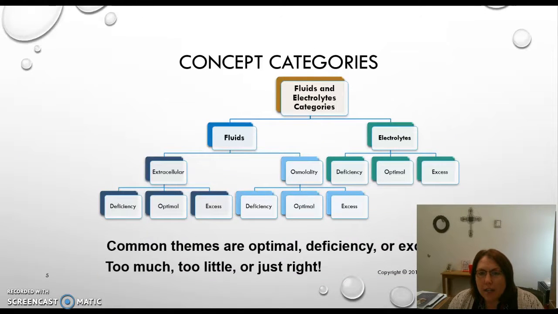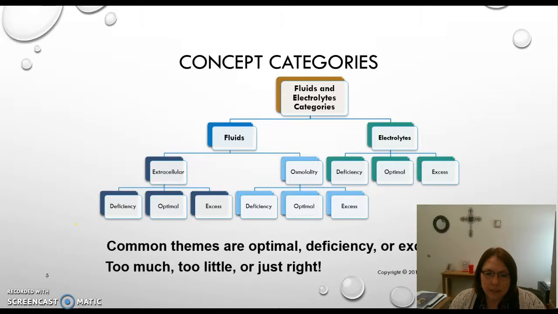When you look in your concepts book, it talks about the concepts and the categories. We have fluid and electrolyte categories, and this is broken down into fluids and electrolytes. With fluids, we can have extracellular deficiencies or excesses, or we can have an optimal level. We can also have osmolality issues, and this is where we're going to be getting into our sodium levels, hyponatremia and hypernatremia, where we can have a deficiency or an excess. And then we can have our electrolytes, where we can have deficiency or excess as well.